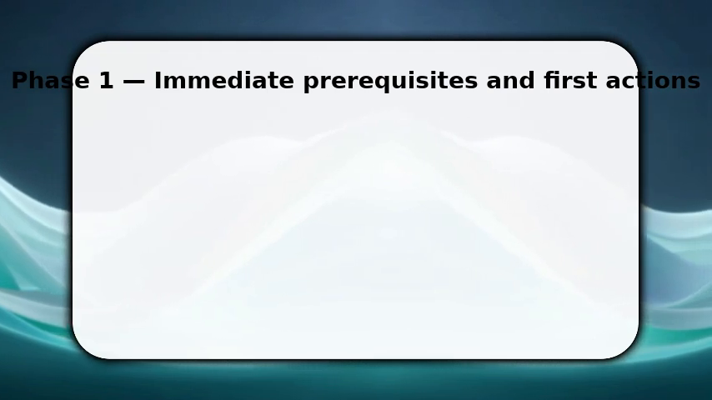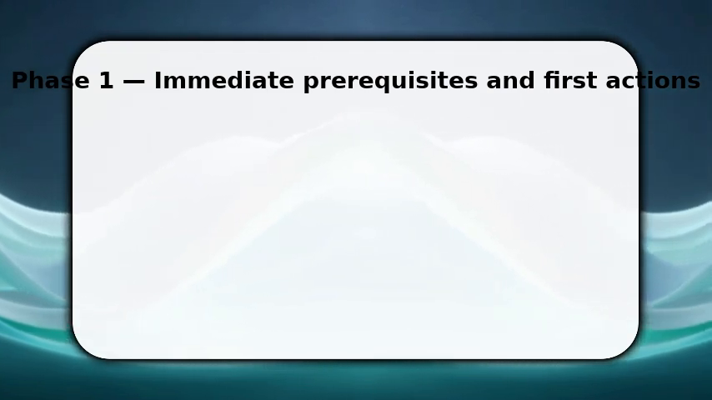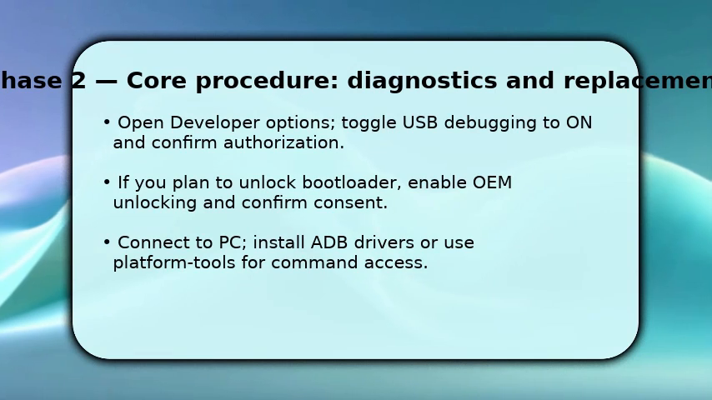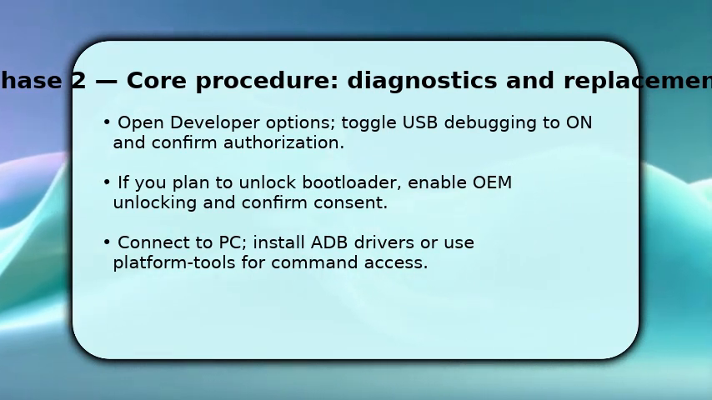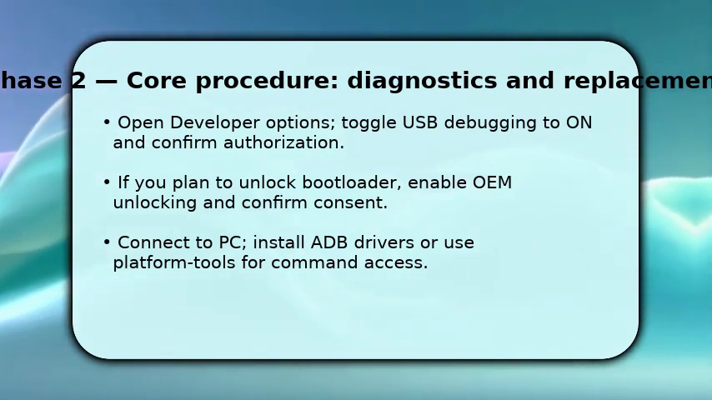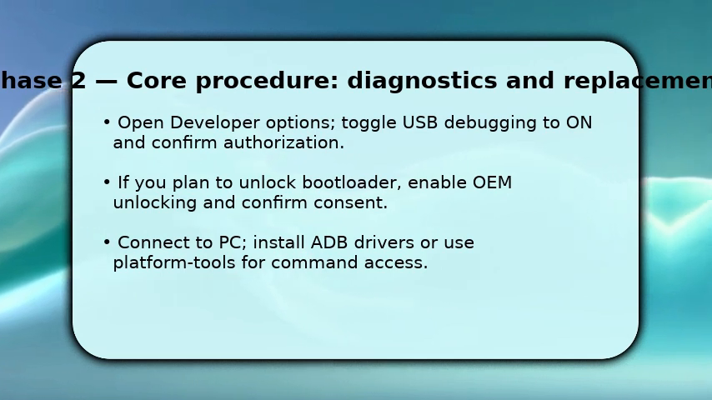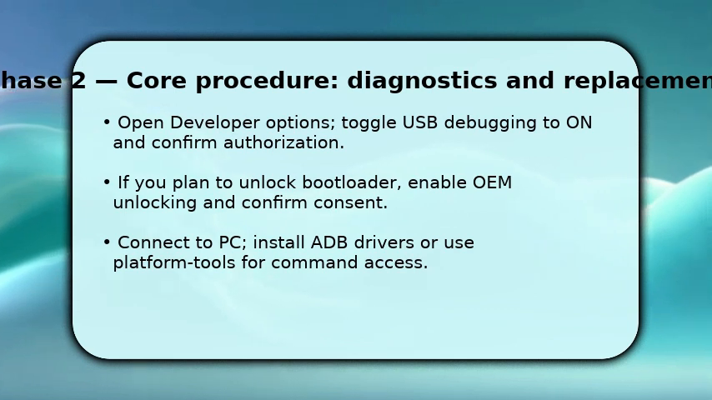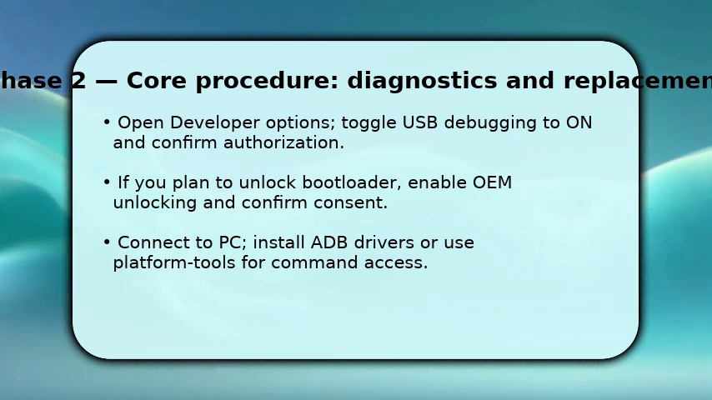Next, open Developer Options and enable USB debugging. You'll see a confirmation. Allow it so your computer can communicate with the phone. If you intend to unlock the bootloader, enable OEM unlocking, read the warning and confirm because it factory resets the device. Then connect via USB and install ADB platform tools or drivers on your PC.